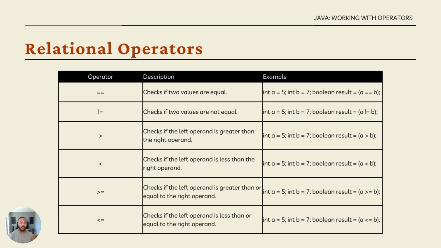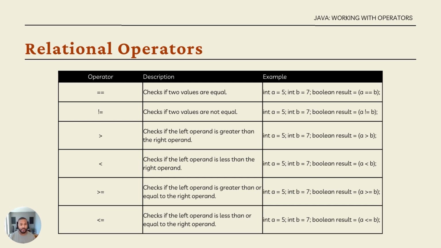So let's discuss relational operators and how they are used in control flow statements like if-else and loops in Java. Relational operators are used to compare values and determine the relationship between them. They return a Boolean value, true or false, based on whether the comparison is true or false. In Java, the relational operators are as follows.